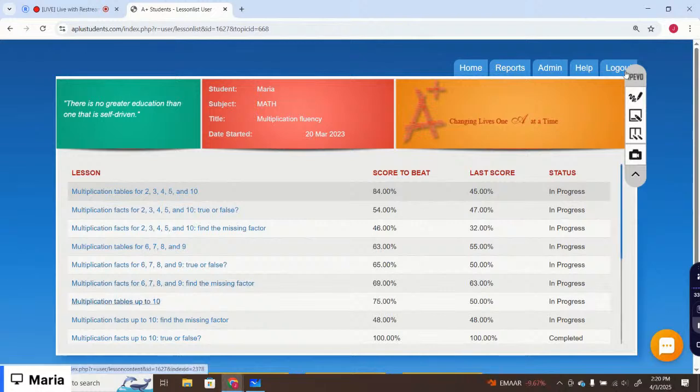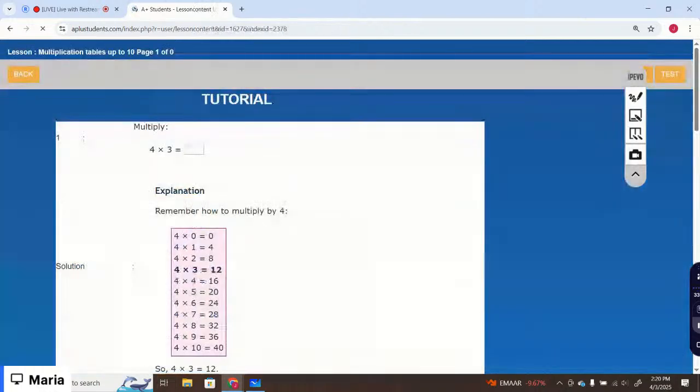The next lesson is multiplication tables up to 10. 4 times 3 equals 12. Let's just start with the test questions.